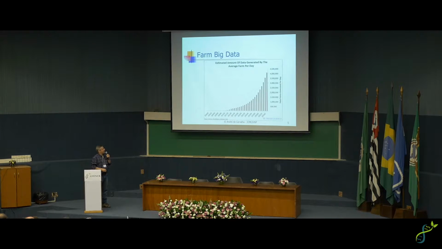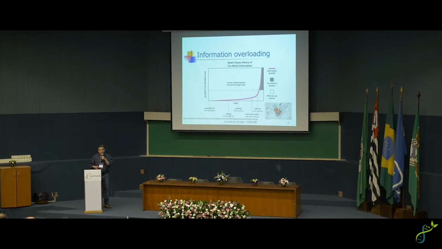In particular, in plant breeding, this is the graph which shows the increase in the amount of data and the prediction until 2034. So you see that from now to 2034, the amount of data will increase by almost 10 times. So what's happening is information overload.